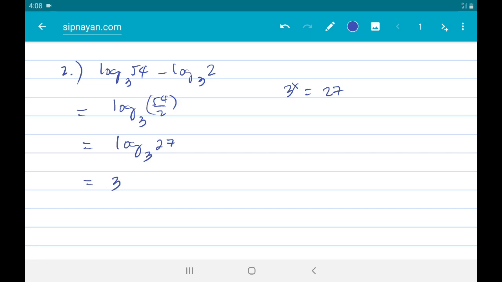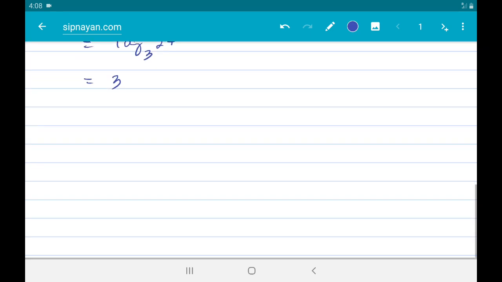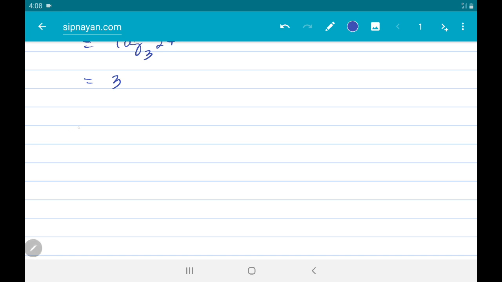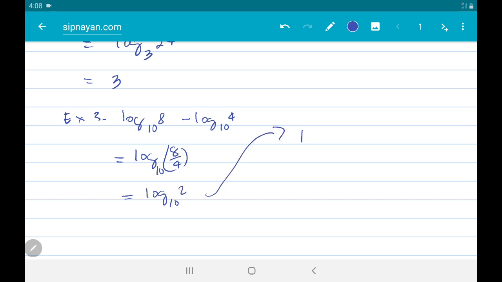Another example, I think this is the last example. Example 3: logarithm of 8 to the base 10 minus logarithm of 4 to the base 10. So this is equal to logarithm of 8 over 4 to the base 10, which is equal to logarithm of 2 to the base 10. Ibig sabihin nito, saang exponent mo i-erase yung 10 para maging 2 siya. Again, this is not exact, so gagamit tayo ng calculator pag ganito. Ano kukunin natin is logarithm of 2.